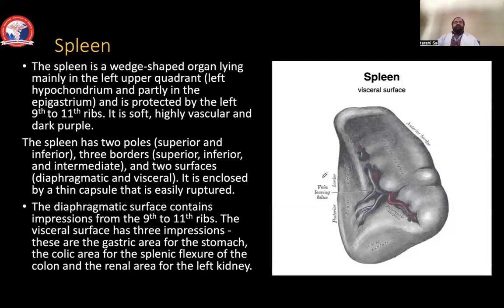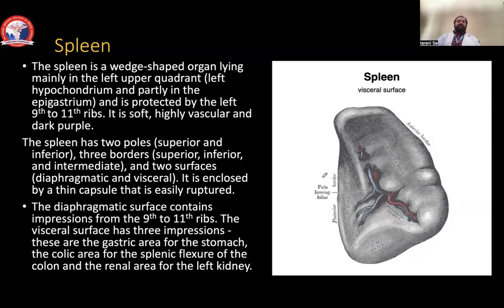Now, spleen. Spleen is a wedge-shaped organ lying mainly in the left upper quadrant, left hypochondrium, partly in the epigastrium, and is protected by the left 9th to 11th ribs. It is soft, highly vascular, and dark purple. It has two poles, superior and inferior, three borders, superior, inferior, and intermediate, and two surfaces, diaphragmatic and visceral. It is enclosed by a thin capsule that is easily ruptured.